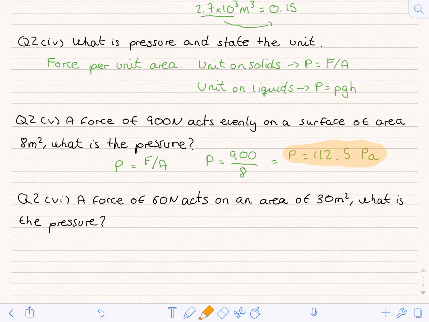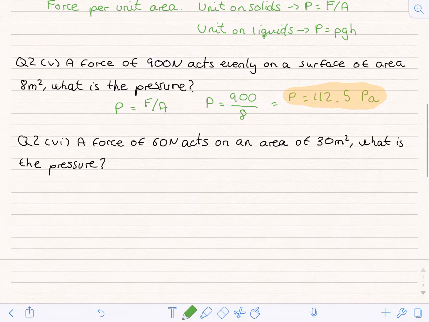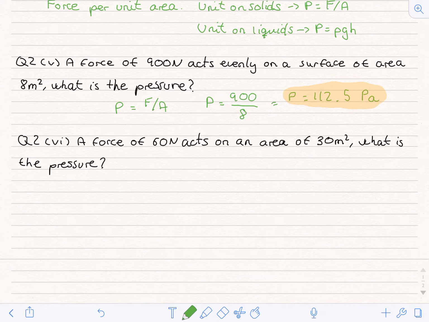Okay, so next one is something similar. Now we're just given the newtons again, and we're given the area. So we do the exact same. P is equal to F divided by A. So P is equal to the force, which is 16 newtons, divided by, actually I'm going to put the units because people get confused, 30. Pressure is equal to 2 pascals. It's the exact same. These are easy questions.